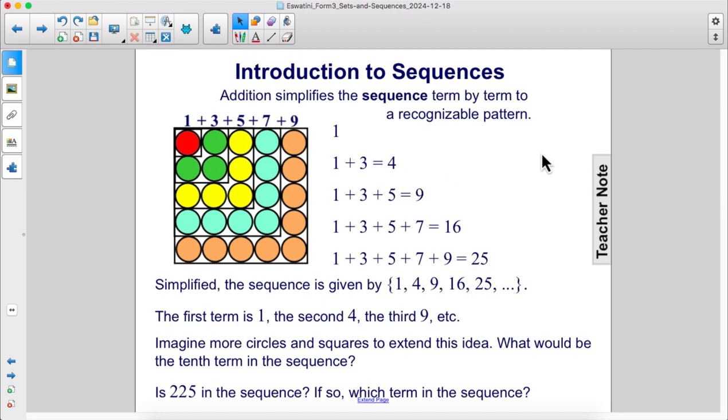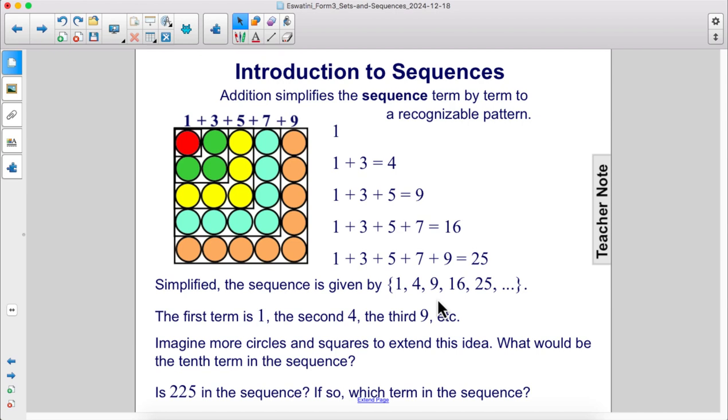Addition simplifies the sequence term by term to a recognizable pattern. Simplified, the sequence is given by 1, 4, 9, 16, 25, and so on. The first term is 1, the second is 4, the third is 9, etc. Imagine more circles and squares to extend this idea.